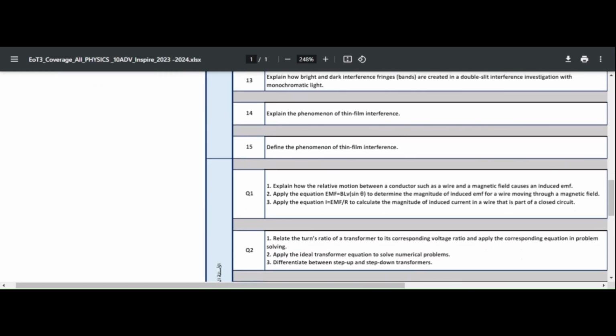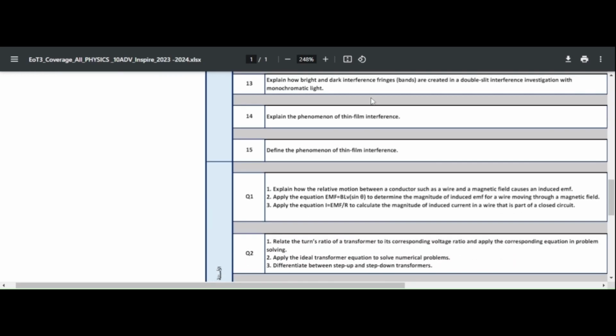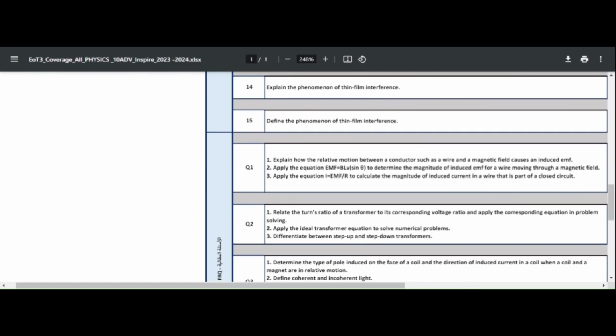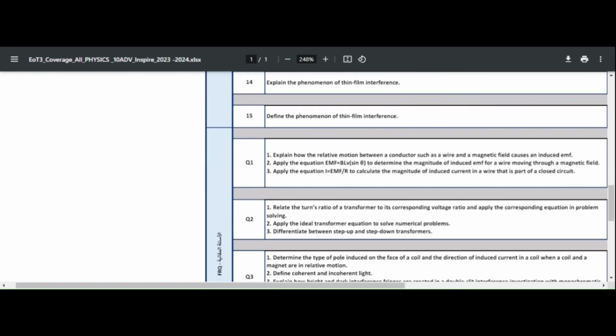Then you have the 13th question, which is about how bright and dark fringes are created on the double slit investigation using monochromatic light. Bright fringes are created where there is a constructive interference of light waves, and dark fringes are found where there is a destructive interference of light waves. So, this is what will be asked in that question.